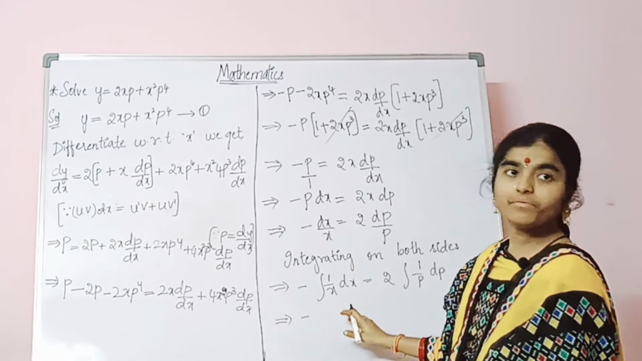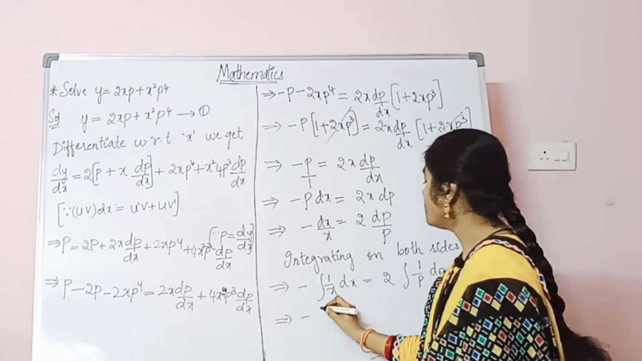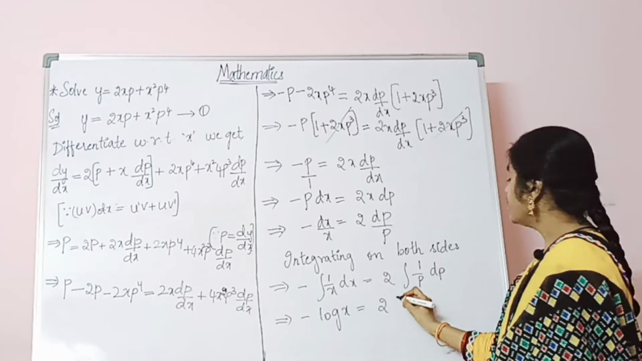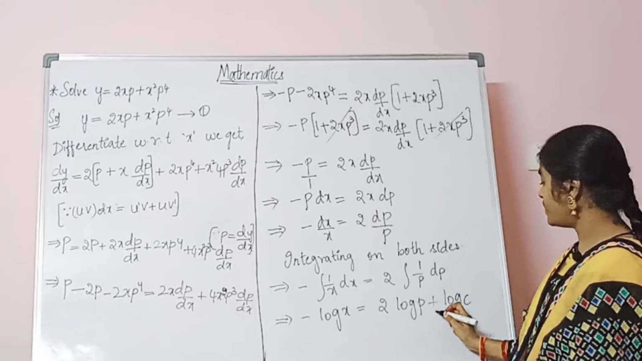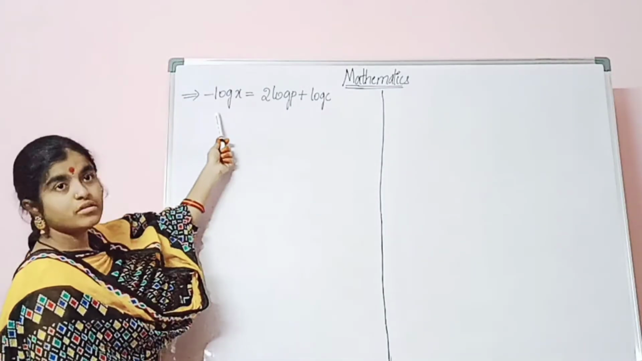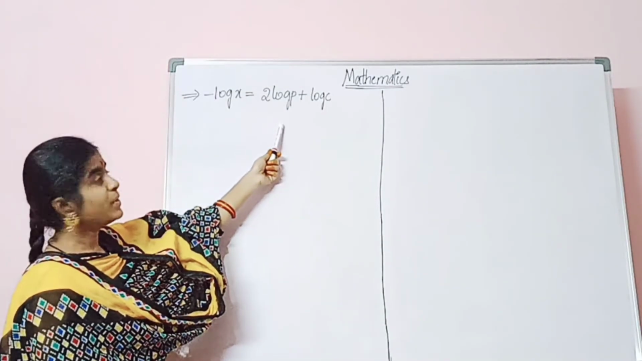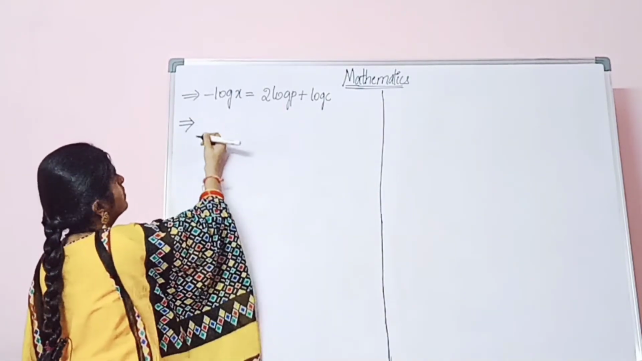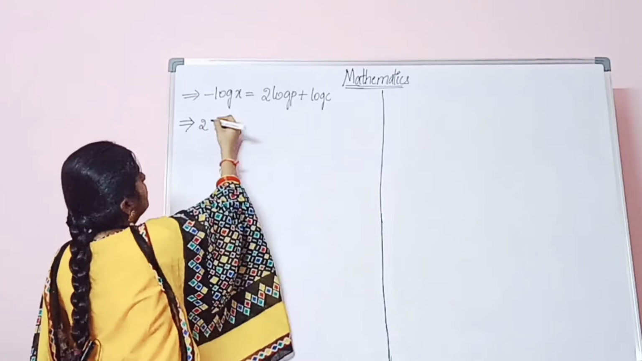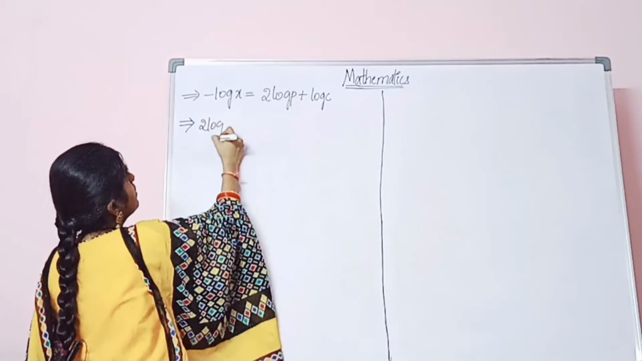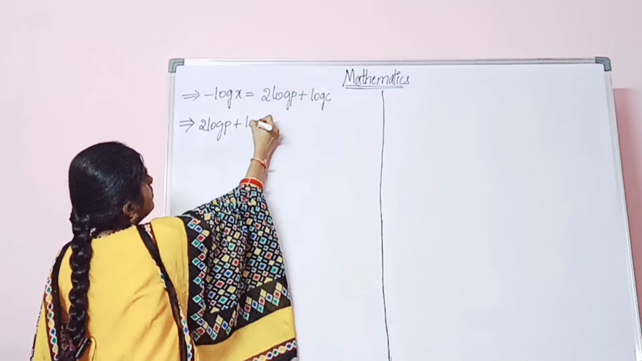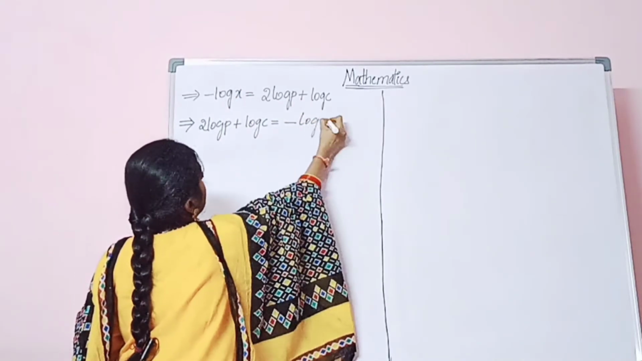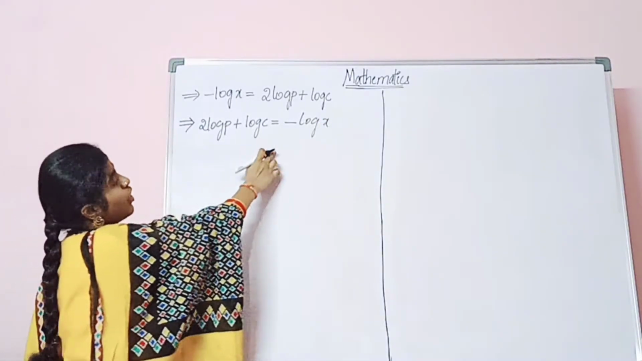So integration of 1 by x dx, what is the formula? Minus log x equals 2 into integral 1 by p, again 2 into log p, plus log c. So minus log x equals 2 log p plus log c. That implies, now we are taking this 2 log p plus log c to this side, minus log x: 2 log p plus log c minus log x.